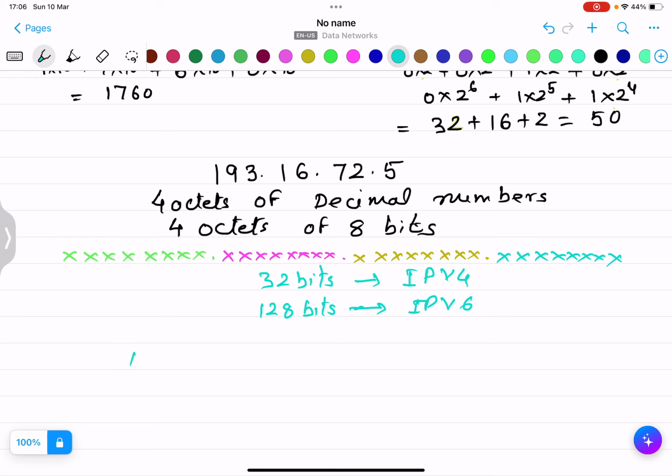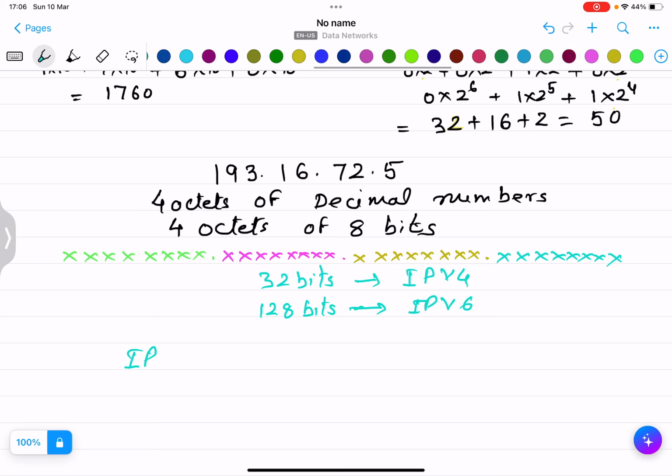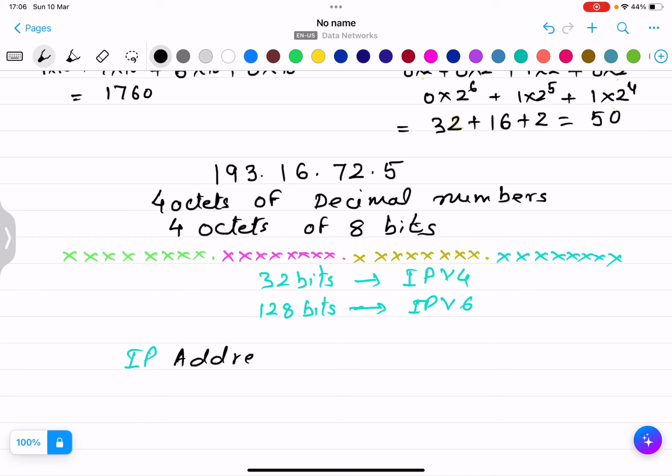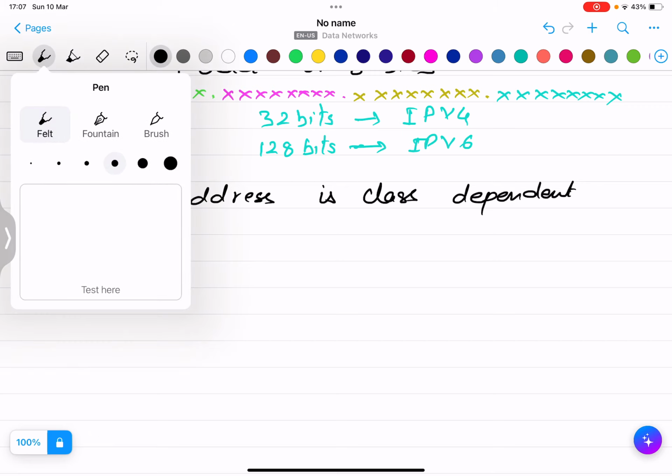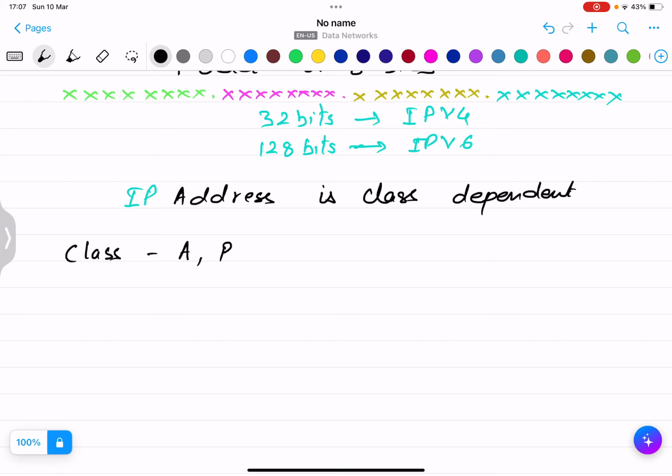Another thing is that IP addressing is class dependent. So what that means is that if the number falls under a certain range, then it is of a particular class. So ideally we have 5 classes. The classes are A, B, C, D, and E.